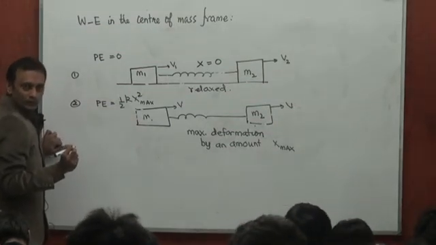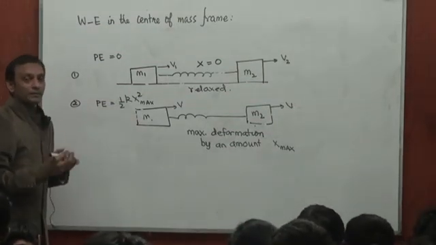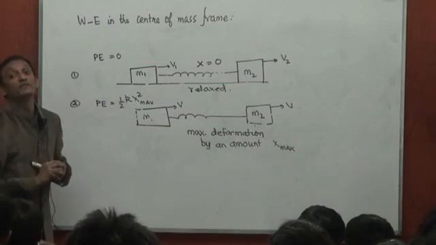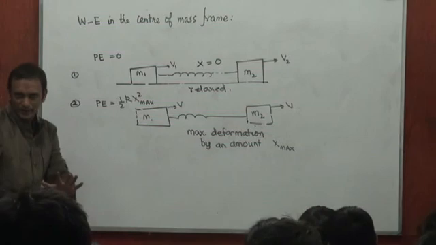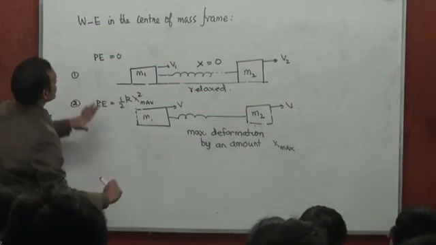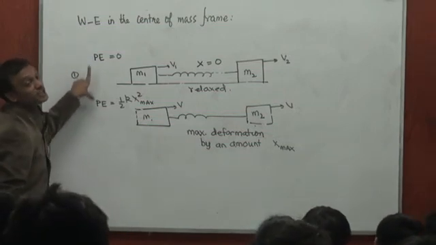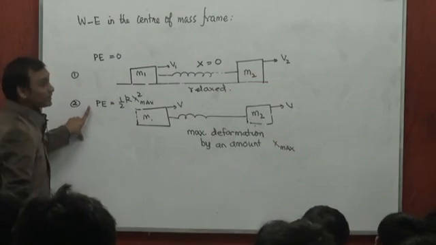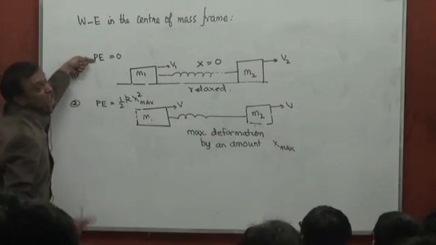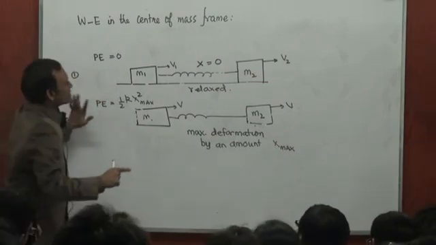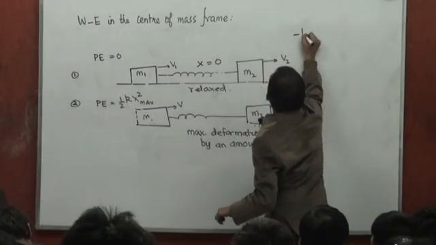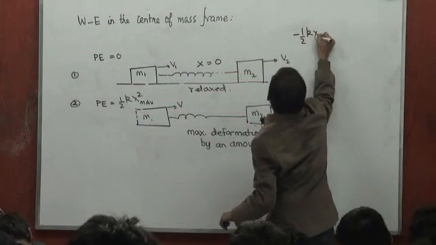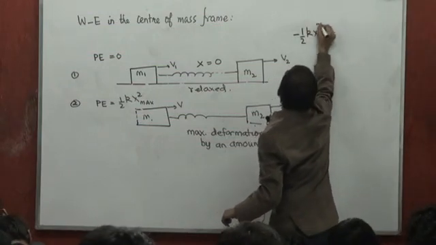Yes or no? And I repeat, I'm going to apply the work energy theorem in the center of mass frame. So in any case, the work done by the spring force is going to be the negative of the change in elastic potential energy. That means this minus this with a minus sign. That means the work done by the spring force is going to be minus half k x max squared. That's the work done by the spring force.